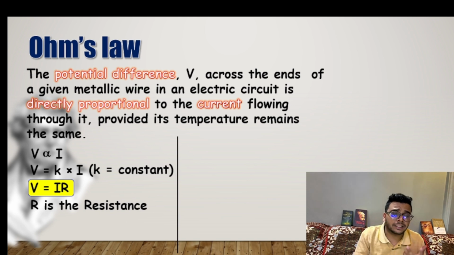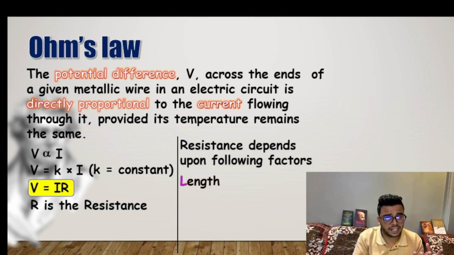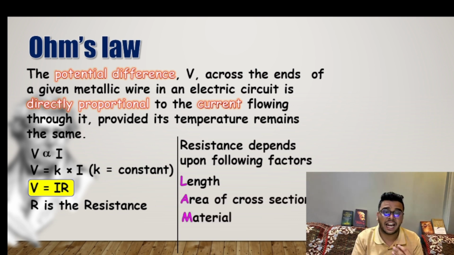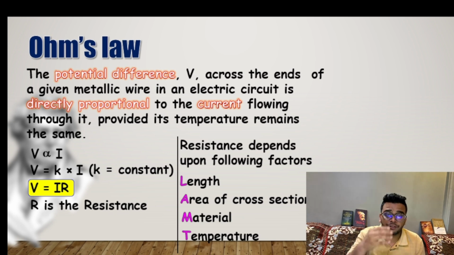Now this resistance depends on four factors. ये चार फैक्टर पे डिपेंड करता है रेजिस्टेंस. LAMT: L, length; A, area of cross section; M, material; and T, the temperature. So if any of the factors changes, the resistance will also change. This is one of the very important concepts, and the important formula is V is equal to IR, where V is potential difference, I is current, and R is the resistance.